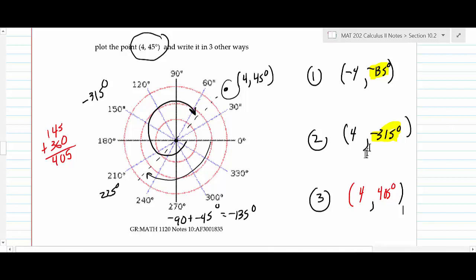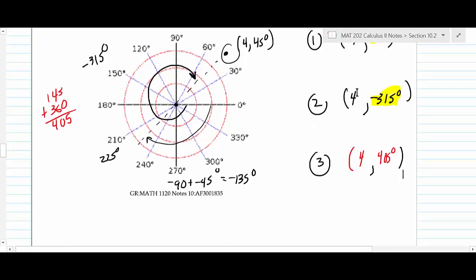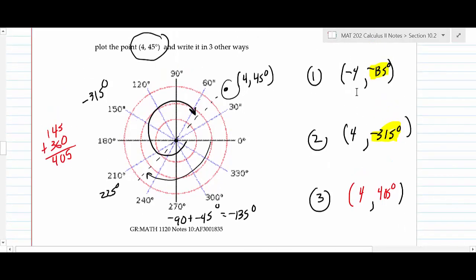The reason that there's an infinite number of ways to write a point is why? Because there's an infinite number of ways to write angles, right? So you could write this in different ways. I generally just try to use a couple of negative angles, a negative radius in there somewhere. So there's other ways to do that as well. Okay, does that make sense to everybody?